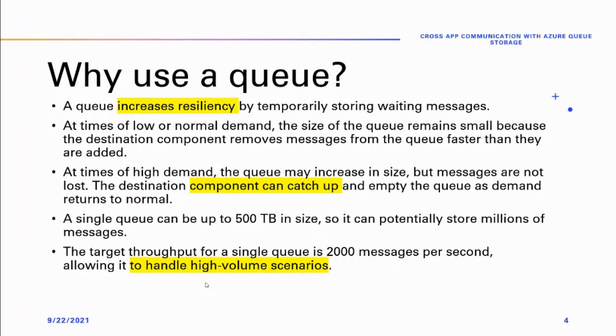A single queue can be up to 500 terabytes in size. So remember, I was mentioning these things can be up to terabytes. It's actually 500. So it could potentially store millions of messages. And we'll take a look at a message in a little bit. They're very, very small. And the target throughput for a single queue is 2,000 messages per second. So you can handle lots and lots of messages, handle high volume scenarios.